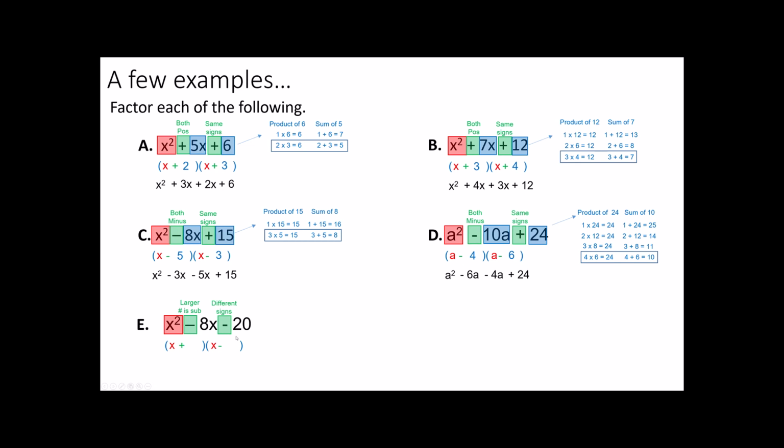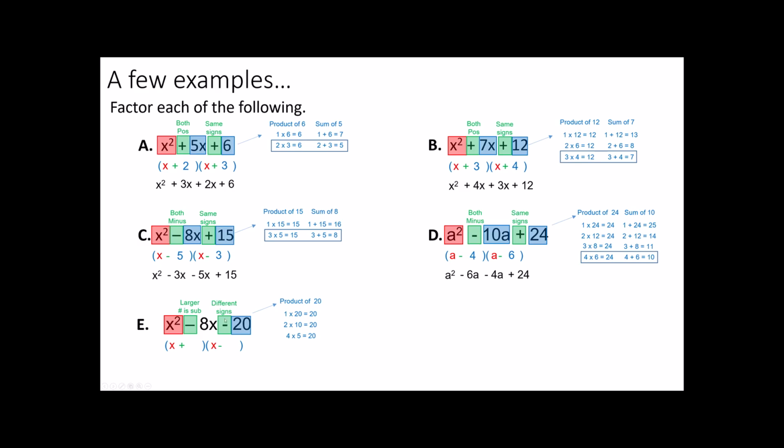Now this time I need two numbers that are going to multiply together to give me a 20. Or in fact, we could think of this as being a negative 20 because I'm going to have a minus sign. Well, there's only really three options for what could give me a 20. 1 and 20, 2 and 10, 4 and 5.